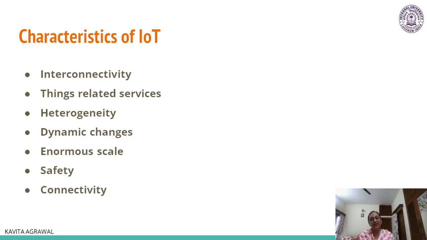The number of devices which are being connected, which are working, and the kind of data which we are collecting, that is also changing with time. So it is very, very dynamic in nature. And the data which we are collecting is very, very huge. So it is enormous in scale.